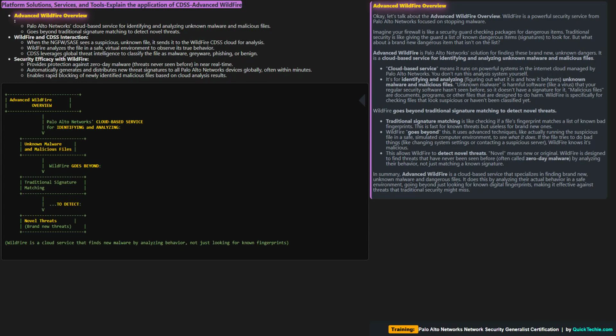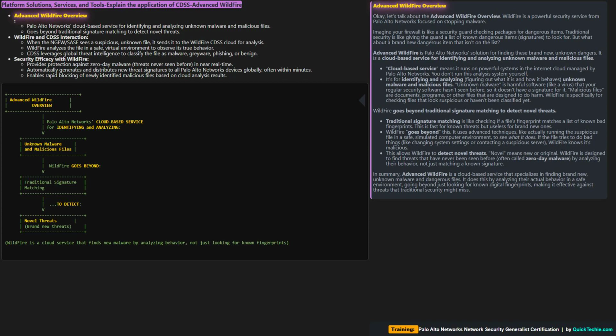Advanced WildFire Overview. Okay, let's talk about the Advanced WildFire Overview. WildFire is a powerful security service from Palo Alto Networks focused on stopping malware. Imagine your firewall is like a security guard checking packages for dangerous items. Traditional security is like giving the guard a list of known dangerous items, signatures, to look for. But what about a brand new dangerous item that isn't on the list? Advanced WildFire is Palo Alto Networks' solution for finding these brand new, unknown dangers.